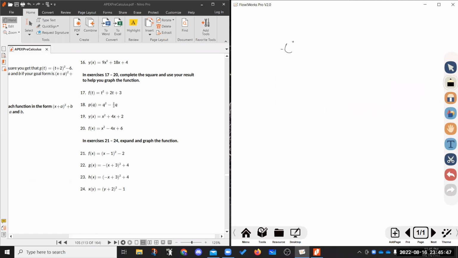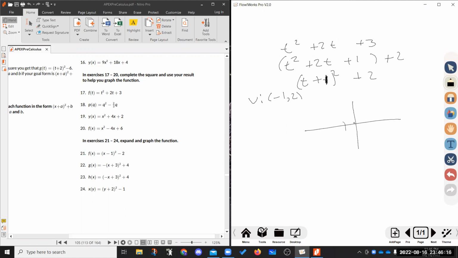Now we're going to complete the square and graph the function. So when we complete the square, this is going to be t squared plus 2t plus 1, plus the junk of 2 over there, is t plus 1 quantity squared plus 2. My vertex is going to be at -1, 2. -1, 2 is my vertex.